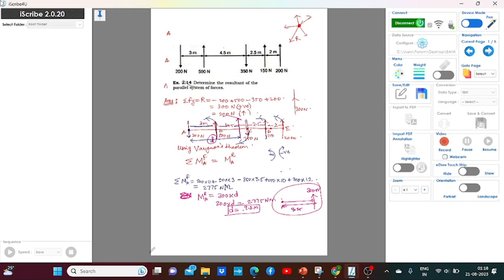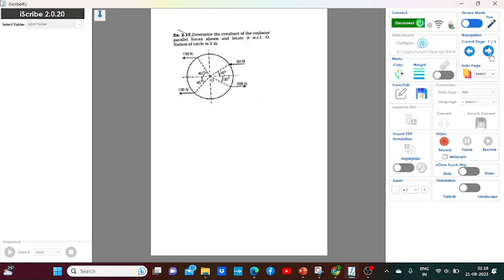So we went very slowly for this particular question. You just remember that in concurrent forces, the resultant will be passing through the center. But here they are not concurrent, so we do not know at what distance from point A it is lying. So let us go on to the next question. So this is the next question.